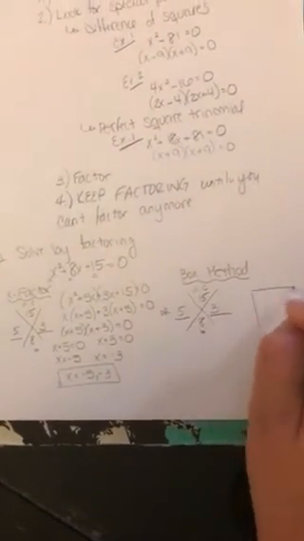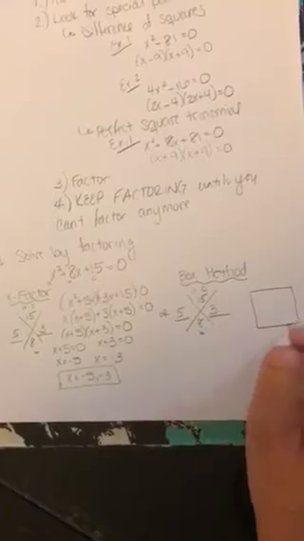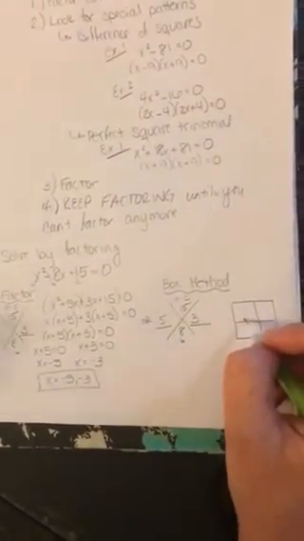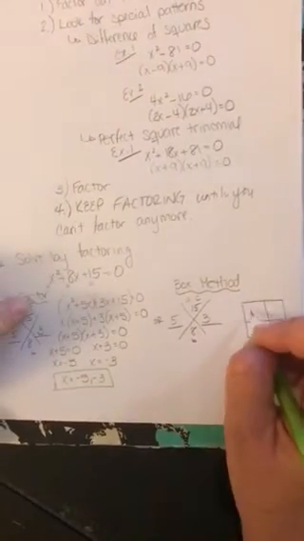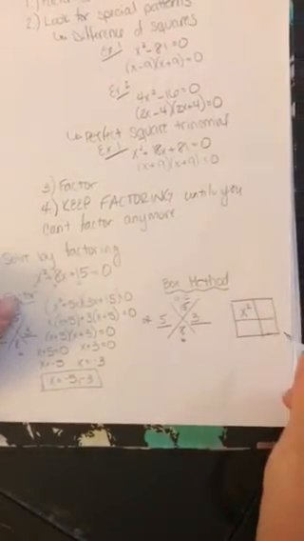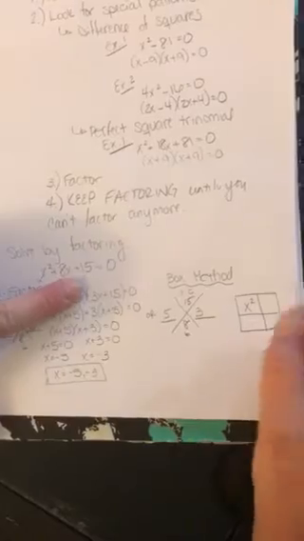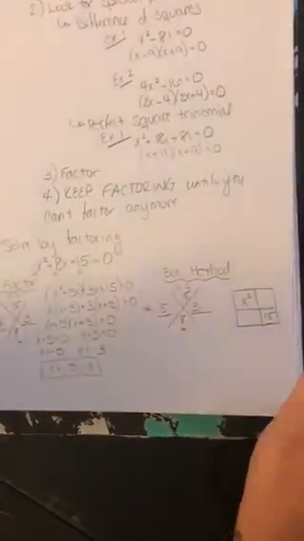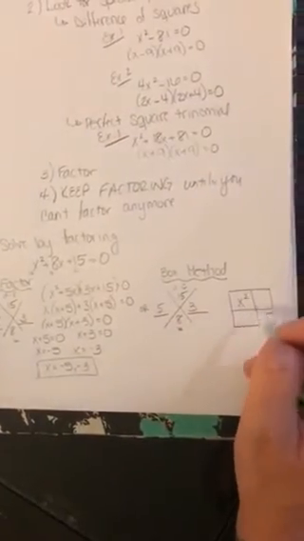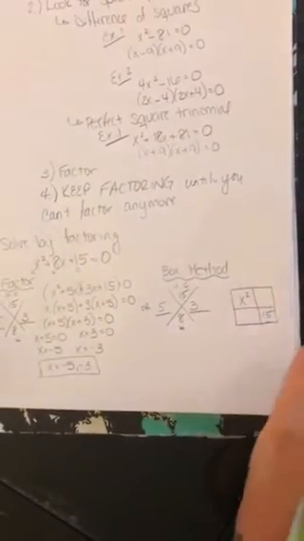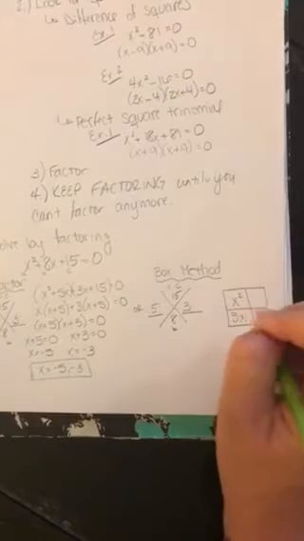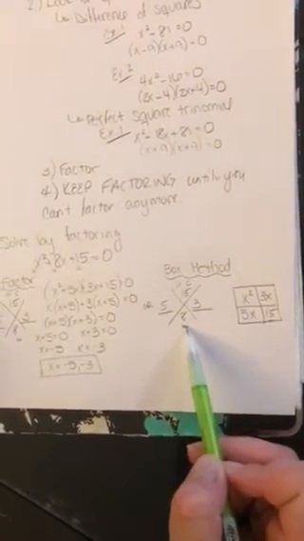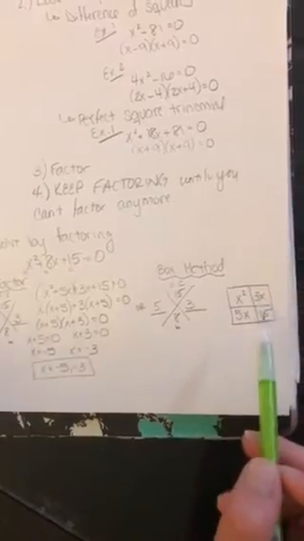So you make a box, and this box has 4 squares. In the upper left-hand square, you put that first term. Okay, so we get x squared. In the bottom right, you put your last term. For us, that's 15. So that never changes. What does change is what goes in these two squares. It doesn't matter what order you put them in. You just have to put in the numbers that multiplied to the top and added to the bottom. Okay, again, it doesn't matter what order.